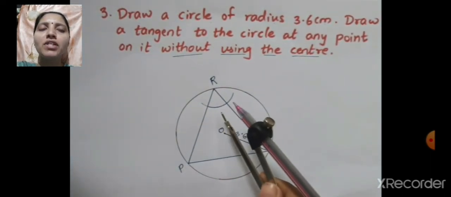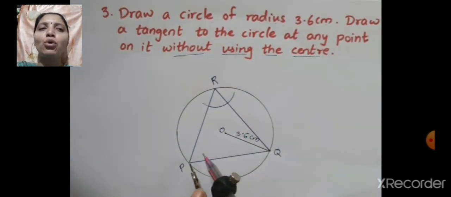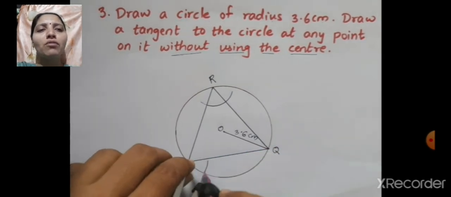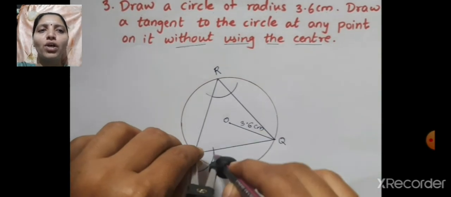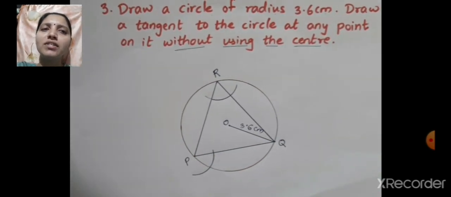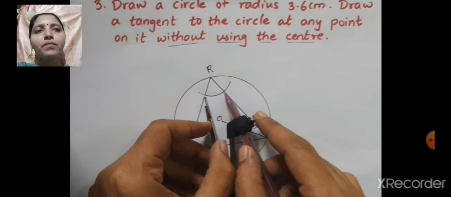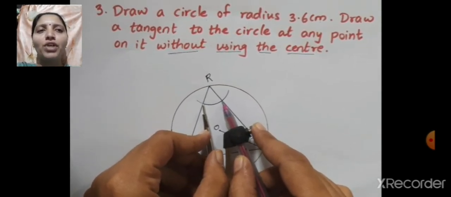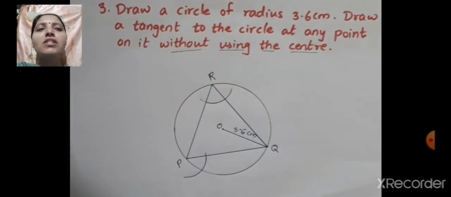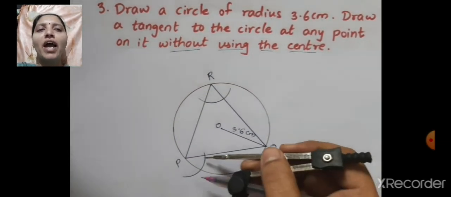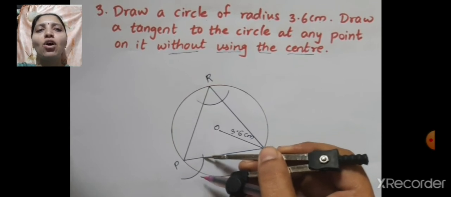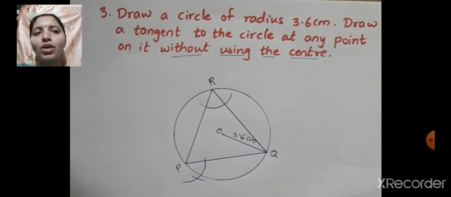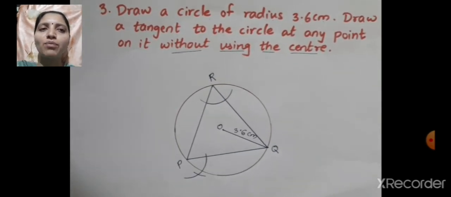Okay. Same distance you have to keep in the compass. Don't change the distance, and you will put pointer on P, or even you can use point Q also. Okay. And then you have to draw the same arc like this. Then you have to measure the angle R and you have to take that distance in the compass. Same distance you have to take, and you have to put pointer on this mark and you will draw one intersecting arc like this. Okay. Now you have to highlight this point.